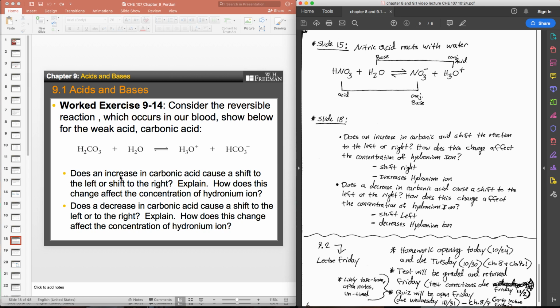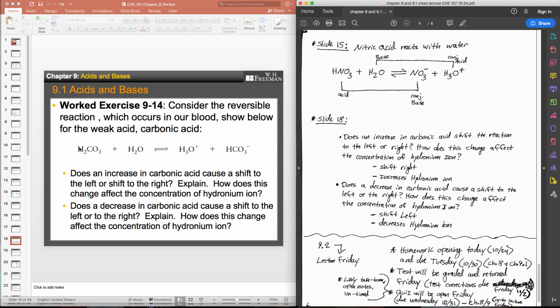So question 1: does an increase in carbonic acid cause the shift to the left or to the right? And let's explain. How does this change the concentration of hydronium ion? So therefore, how does it change the pH, right? Does it make it more acidic or less acidic? So if we add more carbonic acid, we know that this over here on the left, on the reactants, that I'm circling with my mouse, is the carbonic acid.